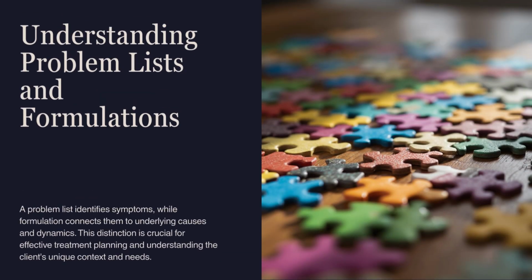Here's a key distinction. A problem list is what you see. A formulation is what you understand. For example, anxiety might actually be an avoidance cycle, fear of rejection, and chronic work stress all reinforcing each other. Your formulation is what justifies your treatment approach.